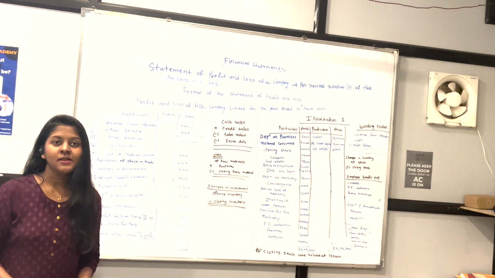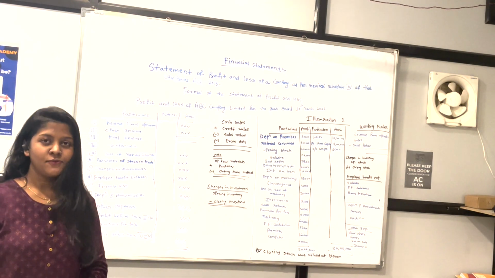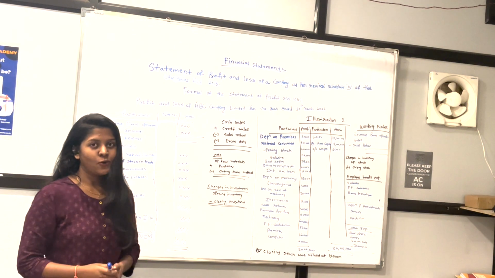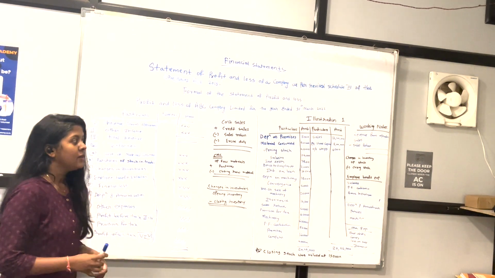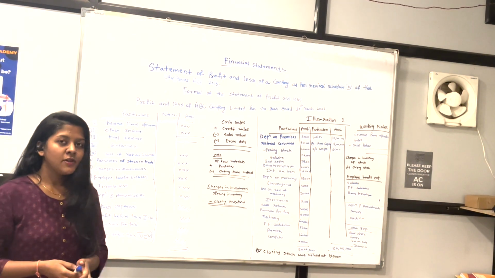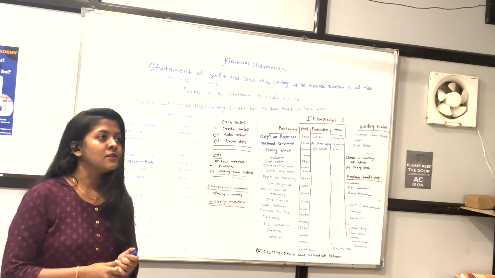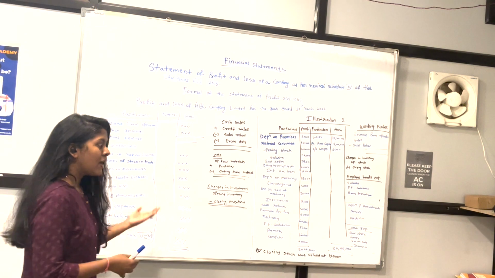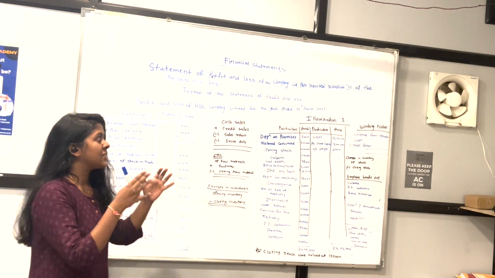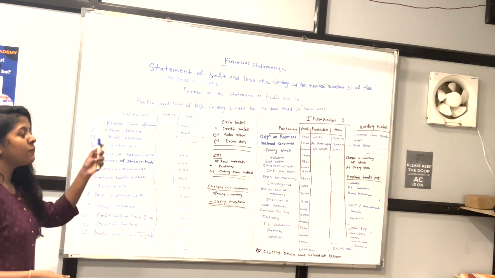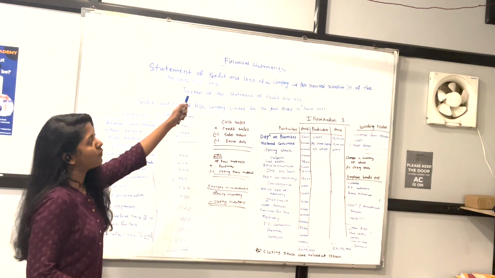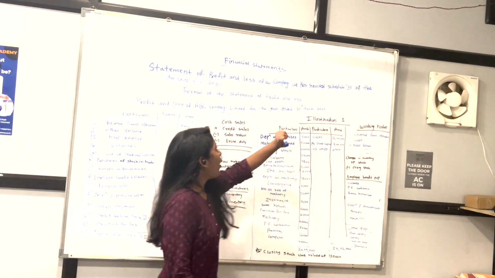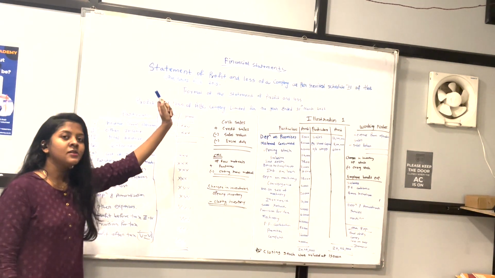I'll be starting with the financial statements, that is, the profit and loss of a company. This topic is very important for 12th standard. Profit and loss is also called the income statement. In 11th standard we studied the profit and loss of a sole proprietorship. In 12th standard we are studying a company's accounts, so we are studying the statement of profit and loss of a company as per revised Schedule 3 of the Companies Act 2013.